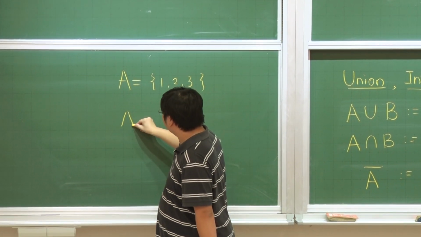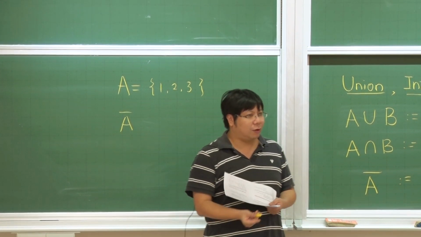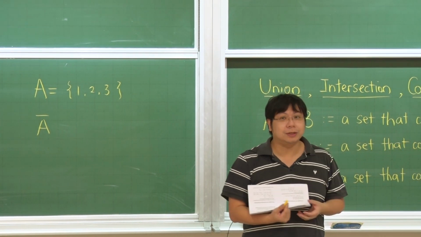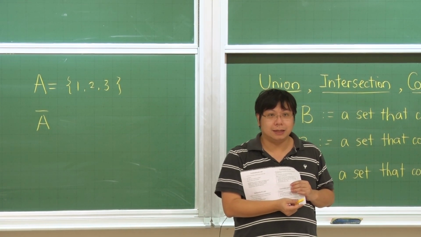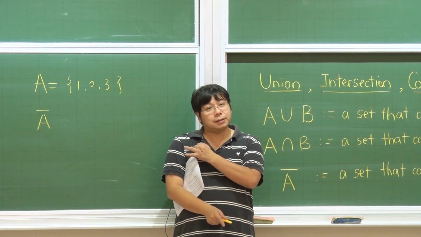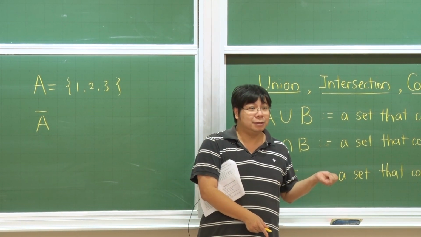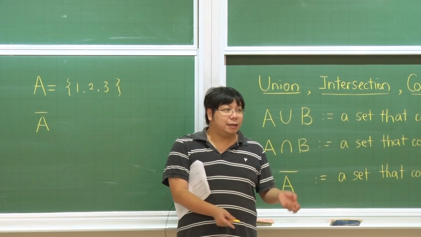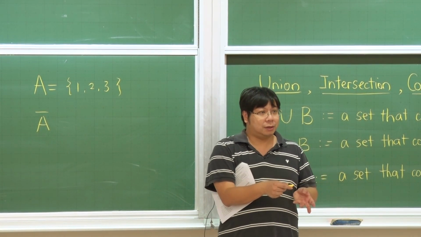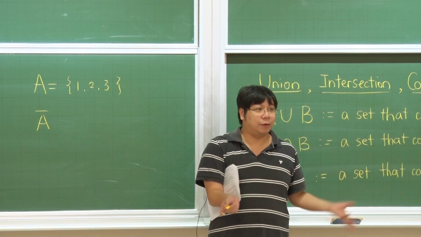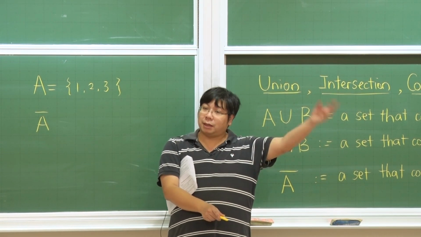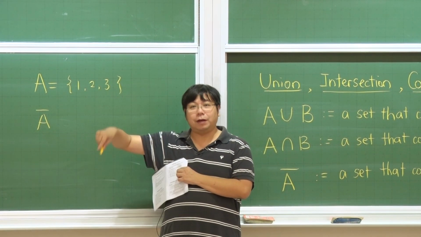Then what is the complement of A? It depends on what you are talking about. If we are only interested in the integers from 1 to 10, then the complement of A will contain the numbers 4, 5, 6, 7, 8, 9, 10. Or on another day, if we are interested in all the integers, positive, negative, or whatever, then the complement of A will include 0, minus 1, minus 2, up to minus infinity, and 4, 5, 6, up to infinity.